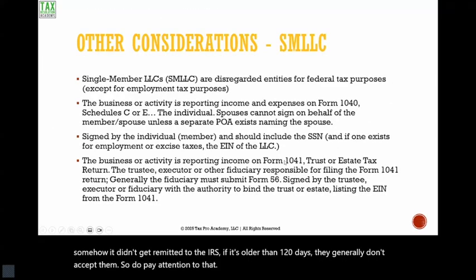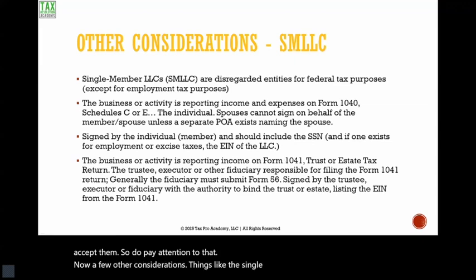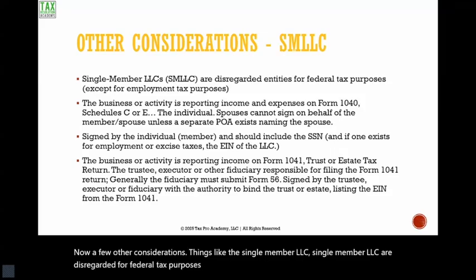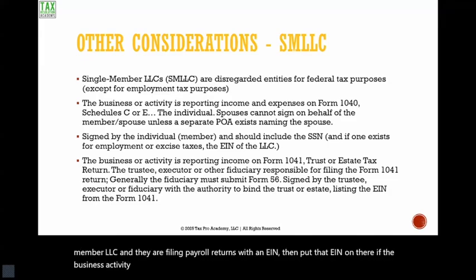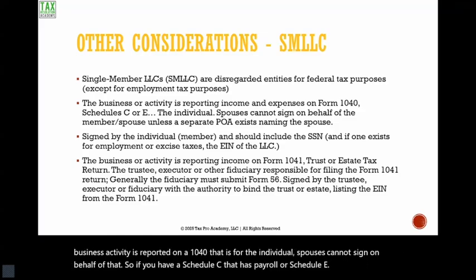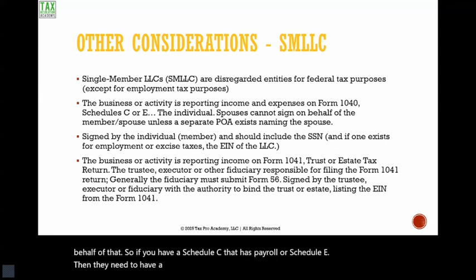Now, a few other considerations, things like the single member LLC. Single member LLCs are disregarded for federal tax purposes except for employment tax. So if you have a single member LLC and they are filing payroll returns with an EIN, then put that EIN on there. If the business activity is reported on a 1040, that is for the individual. Spouses cannot sign on behalf of that. So if you have a Schedule C that has payroll or Schedule E, then they need to have a separate type of power of attorney that will give the spouse that authority.